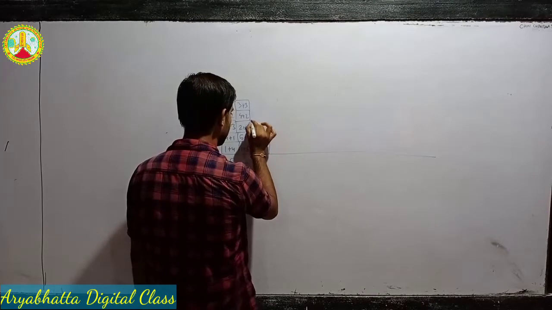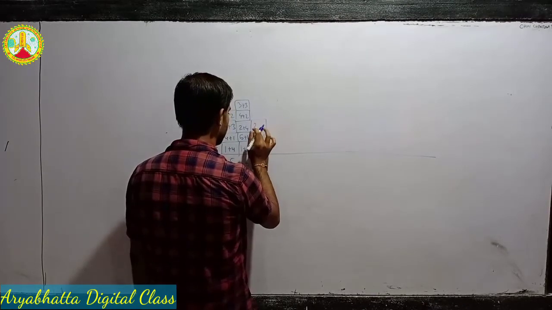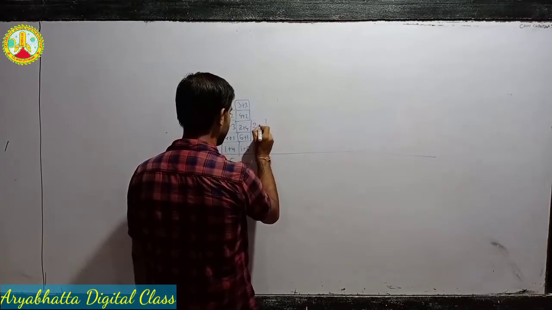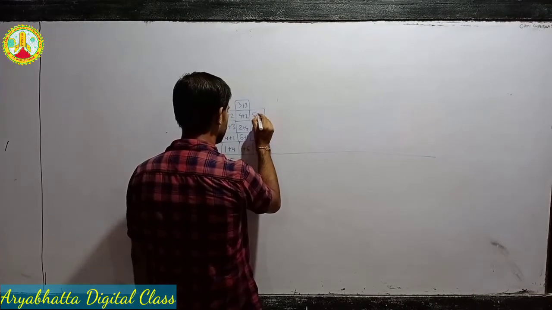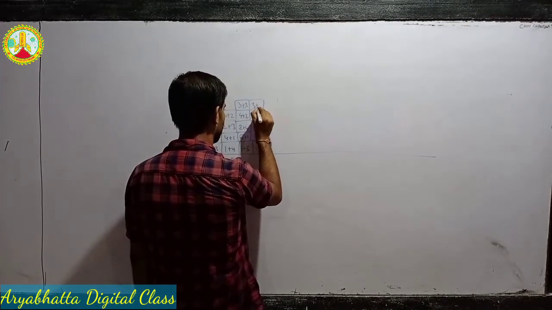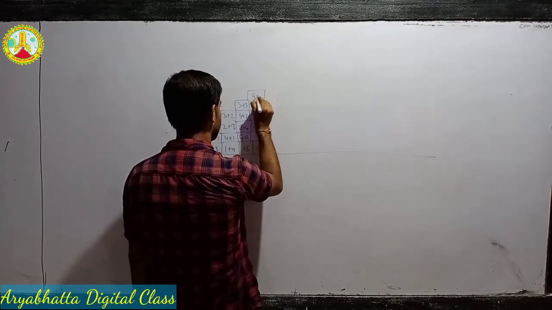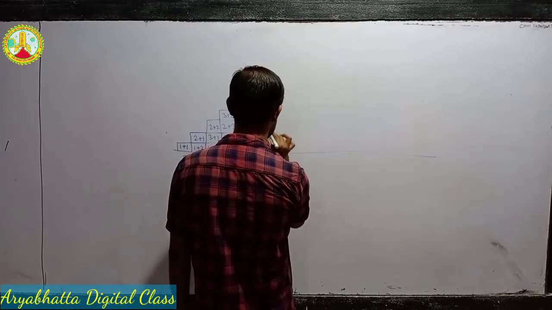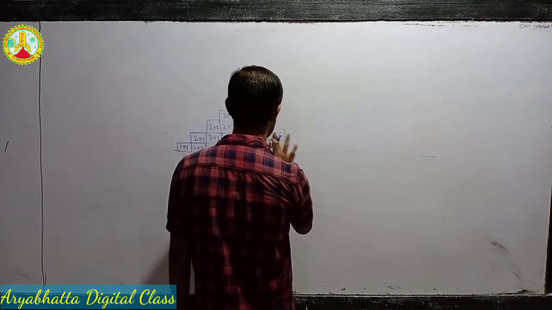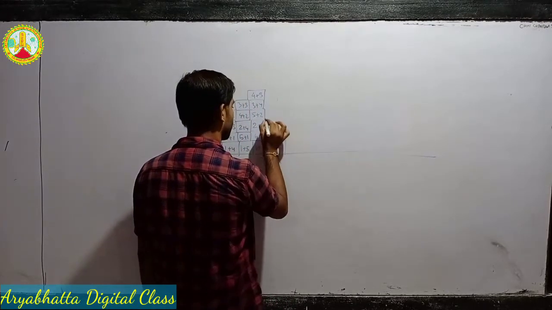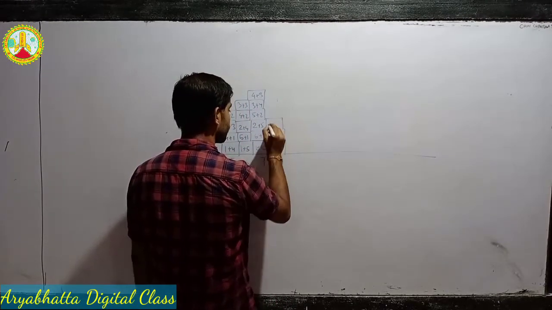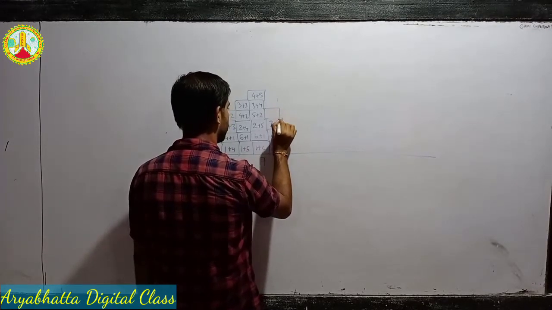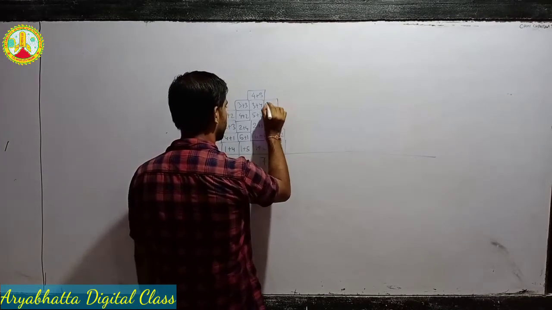Then for 7 we get 1 plus 6, 6 plus 1, 2 plus 5, 5 plus 2, 3 plus 4, 4 plus 3. If you take 8: 2 plus 6, 6 plus 2, then 3 plus 5, 5 plus 3, and 4 plus 4.